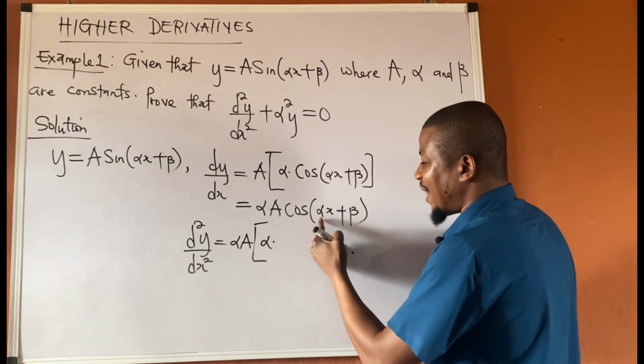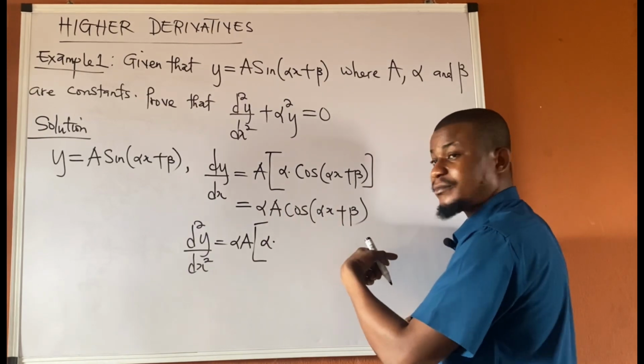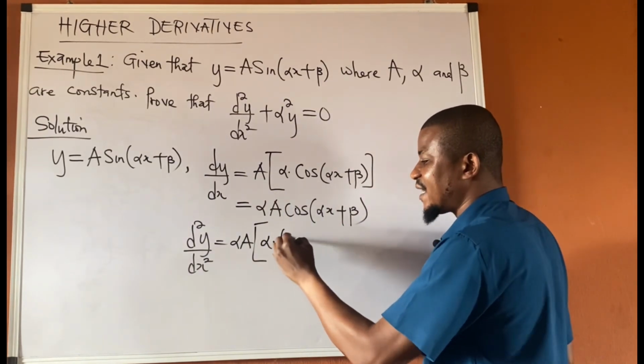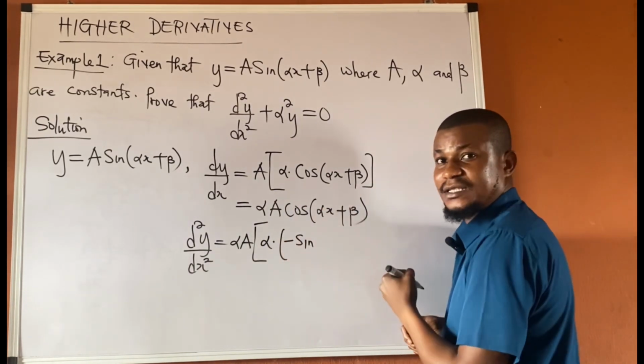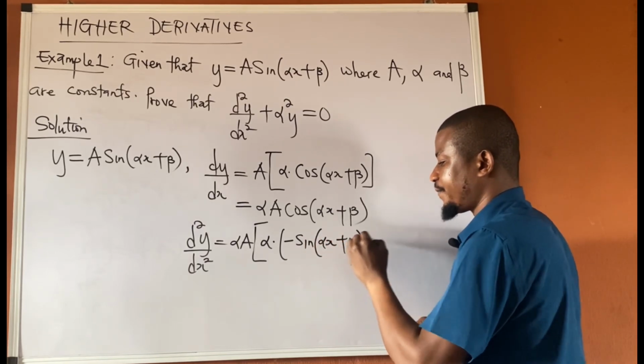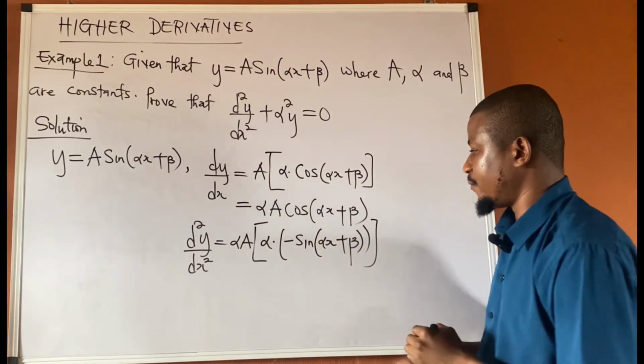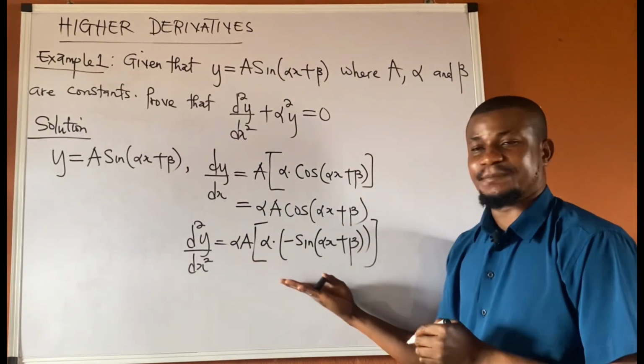Now we are done with the inside value. We go to cos. When you differentiate cosine, you have a negative sign of the value inside. So we have negative sine of alpha x plus beta. Okay, so this is our derivative. We now simplify from this point.